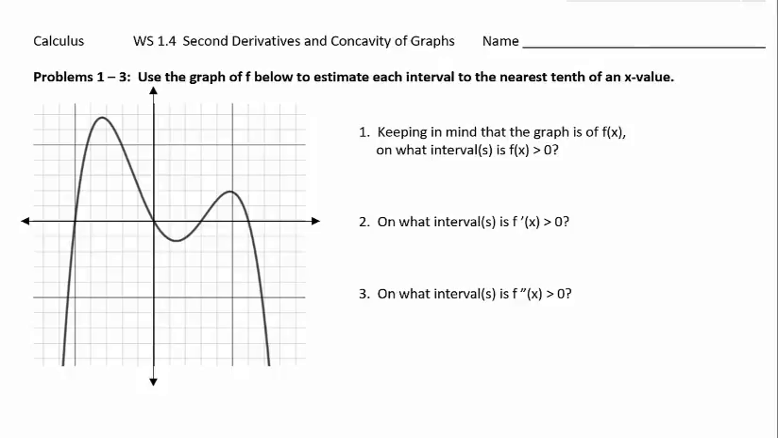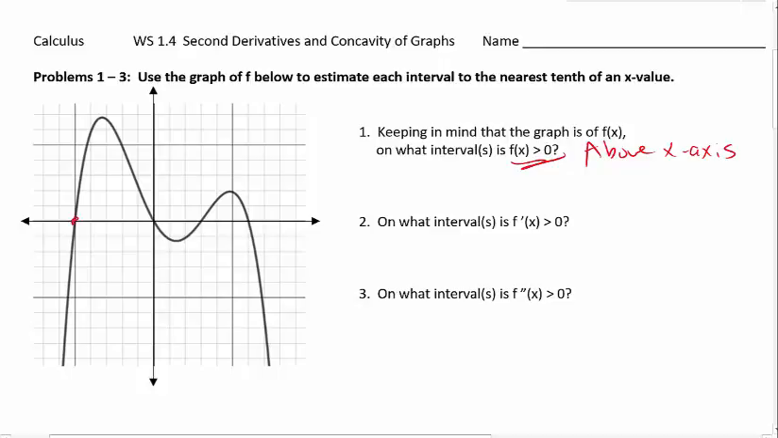Okay, in number 1, they say, where is f of x greater than 0? We have a picture of f of x over here. And when you have a picture of something and want to know when it's positive, you are looking for where that graph is above the x-axis. That's what it means for a graph to be positive.